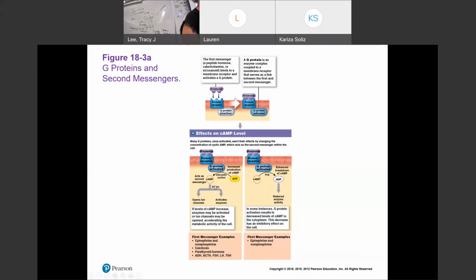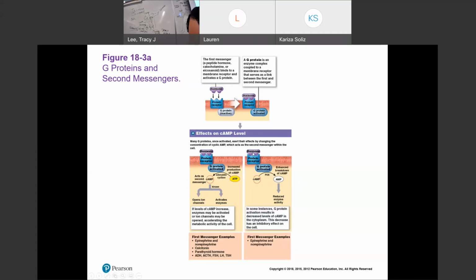It can use ATP to activate cAMP, which acts as a secondary messenger. It can open ion channels, activate enzymes, things like that. If I open ion channels, I'm going to see an influx of some sort of an ion. A lot of times that's calcium ions like we saw before. So basically by this hormone sending this signal, this protein using a secondary messenger is saying, hey, open an ion channel, or hey, activate an enzyme.